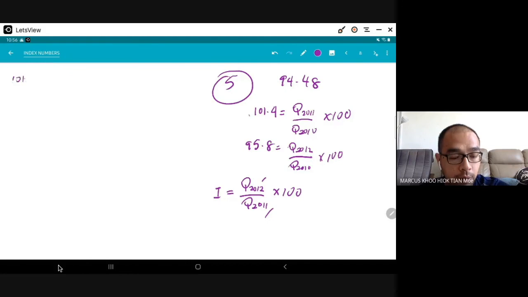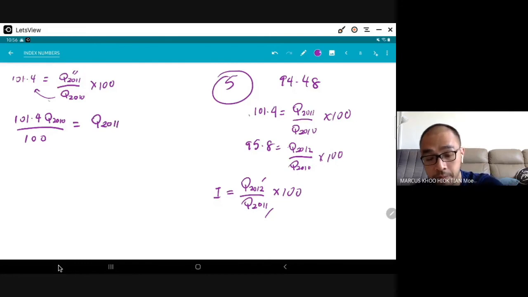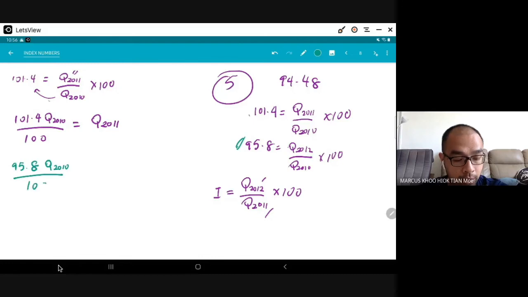So I want 2012 and 2011. Okay, so I have to change these two. So 101.4 equals to 2011 over 2010 times 100. So I bring everything across because I want 2011 only. So this will be 101.4 times 2010 over 100 equals to 2011. And then I do the same thing with this 95.8. So 95.8 times 2010 over 100 equals to 2012.